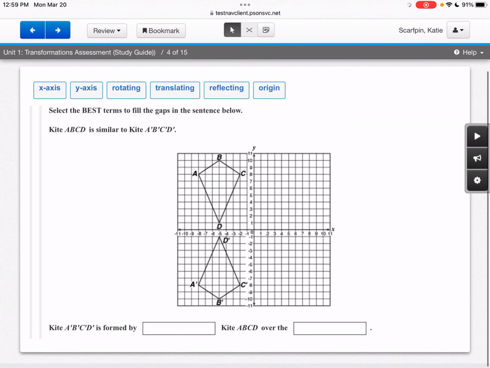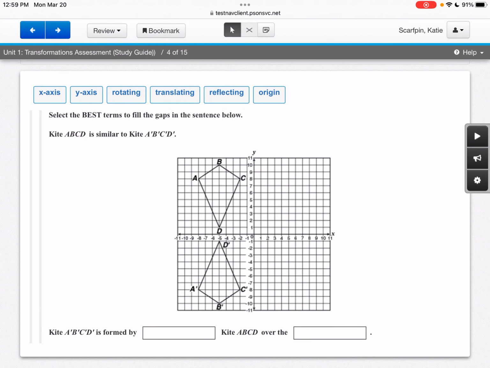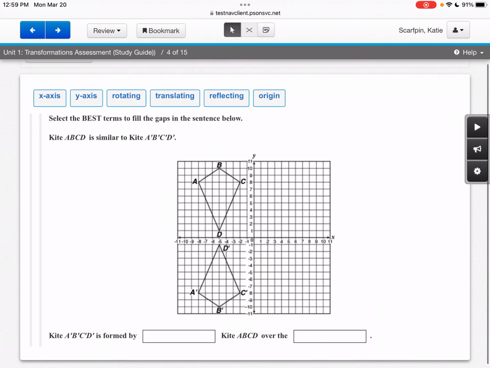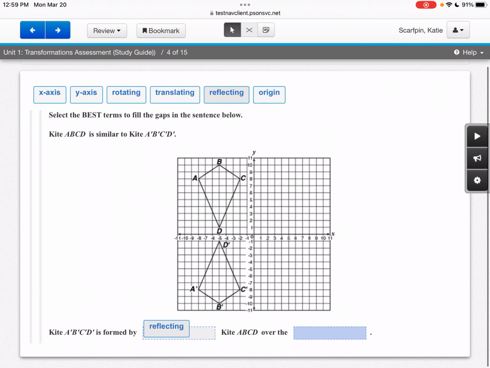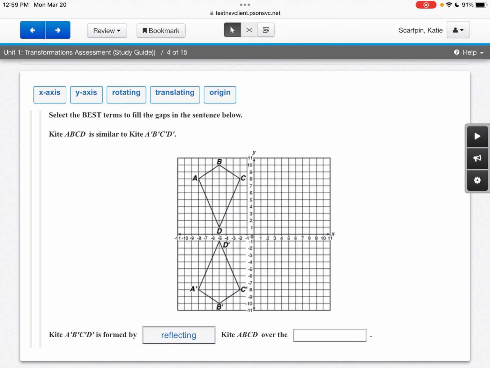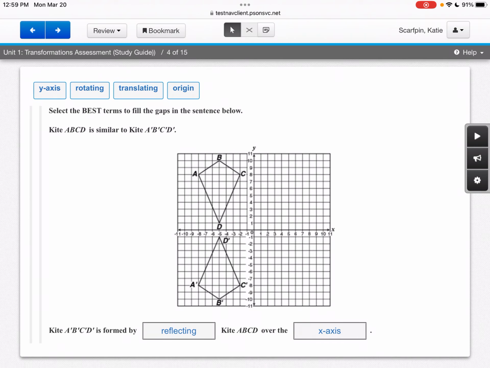All right, for this one, when you're looking at it, you can see the two kites, and you can see your options are rotating, translating, reflecting. Those are your three options. So the prime is formed by reflecting, and you would rotate around the origin. You're going to reflect across the x-axis because the x-axis goes horizontally.